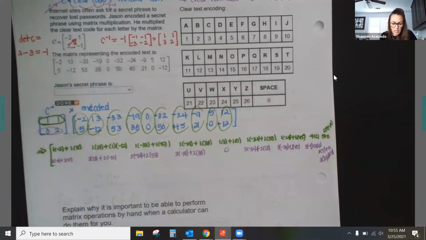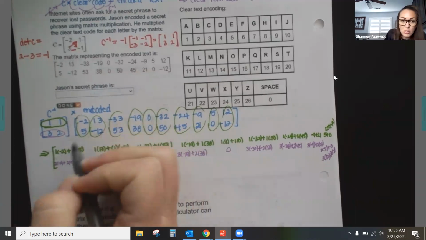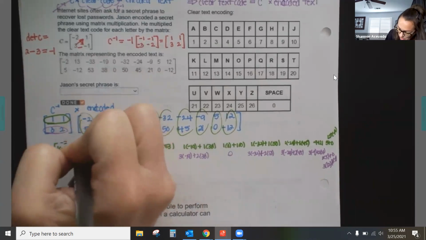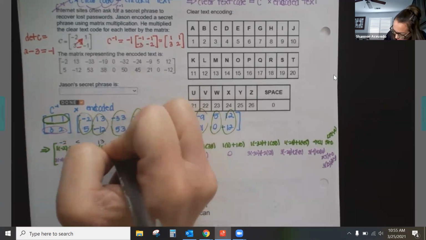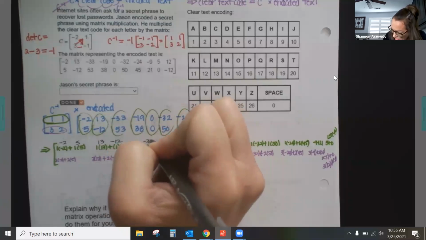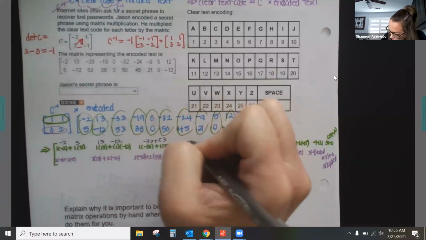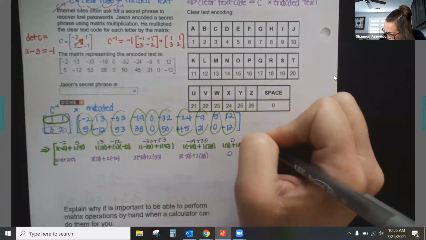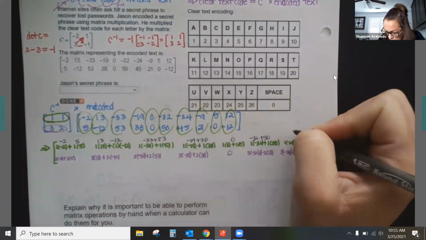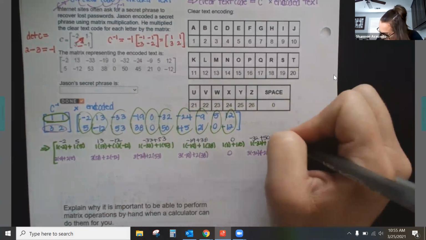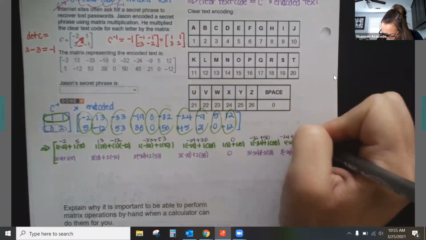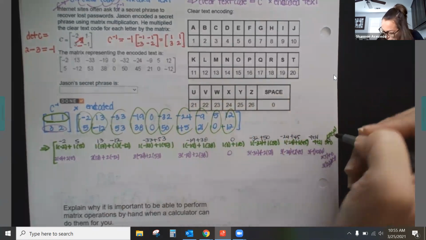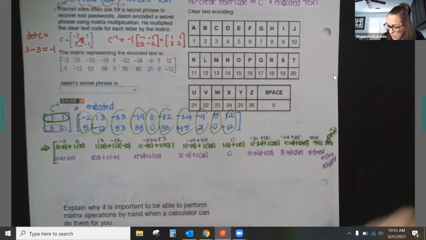So I need to go through and clean up these values. So this is going to be negative 2 plus 5. This is going to be 13 minus 12. This is going to be negative 33 plus 53. This is going to be negative 19 plus 38. This is just going to be 0. Negative 32 plus 50. It's going to be negative 24 plus 45. Then I'm going to have negative 9 plus 21. I'm going to have just a value of 5 here. And this is 12 minus 12. So it's just going to be a 0.